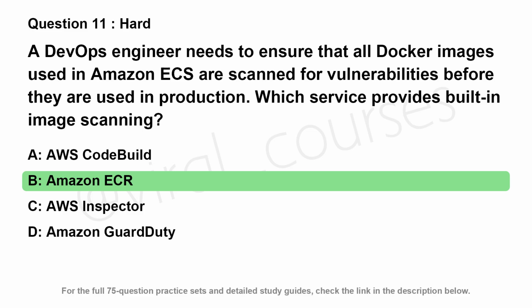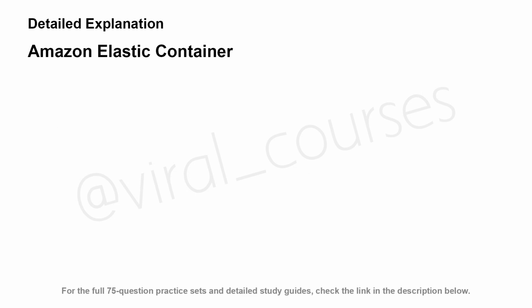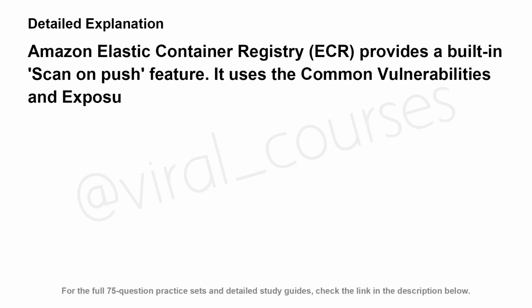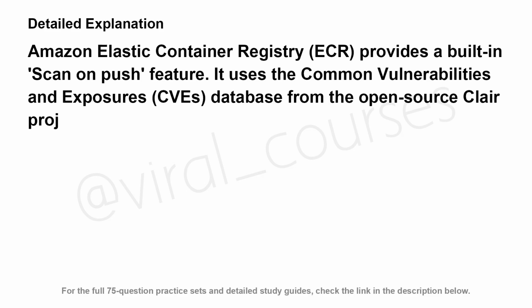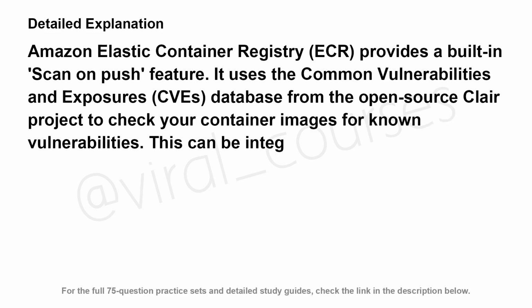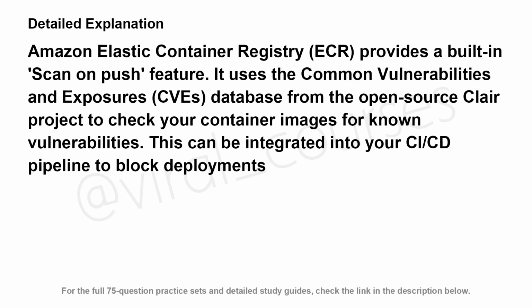The correct answer is B. Amazon Elastic Container Registry, ECR, provides a built-in scan on push feature. It uses the Common Vulnerabilities and Exposures (CVEs) database from the open-source Clair project to check your container images for known vulnerabilities. This can be integrated into your CI/CD pipeline to block deployments of insecure images.